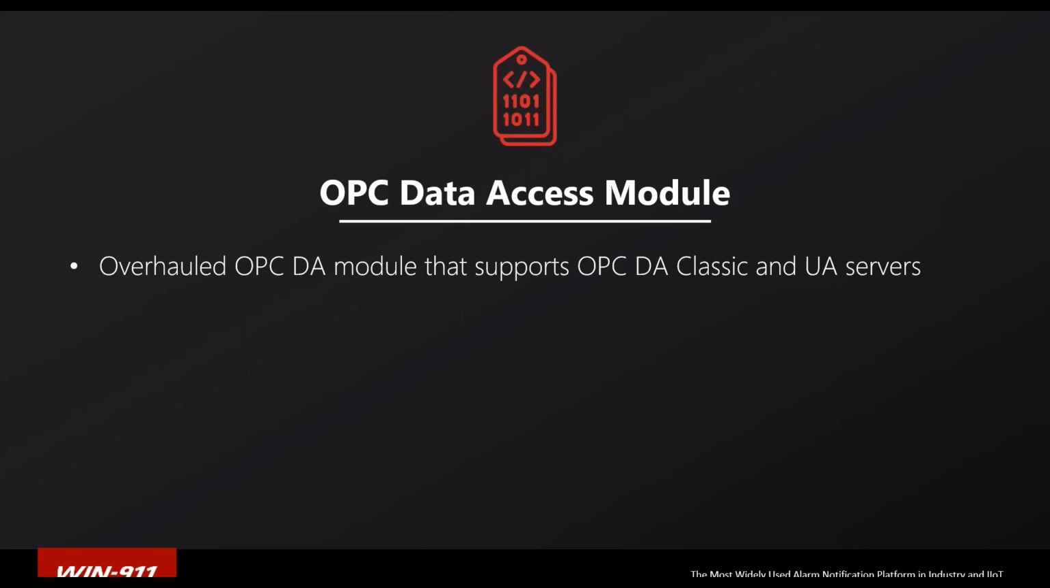So since we were going to open the module up and add UA to it, we decided the best thing to do was just go ahead and overhaul it. What this module will end up doing is replace our existing module. So the existing OPC DA module that was with 2021 is going to get replaced with this new data access module. It's going to do classic and it's going to do UA, so it's going to be able to connect everything you connected to before, plus some more servers.